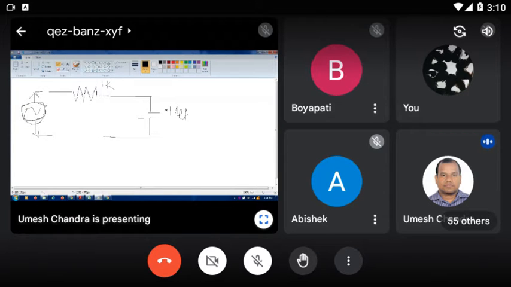You give the signal from a function generator or signal generator. This is the function generator. Then how do you get the output? You get the output through an oscilloscope. Here you connect the oscilloscope. Here you get the output.